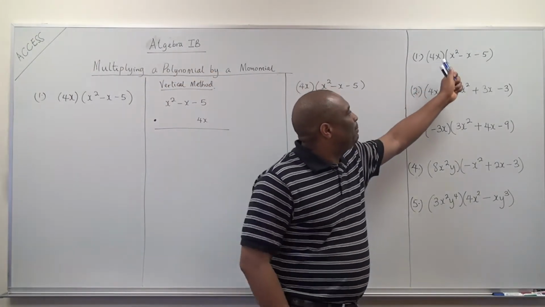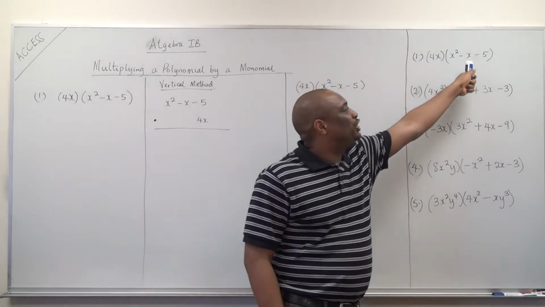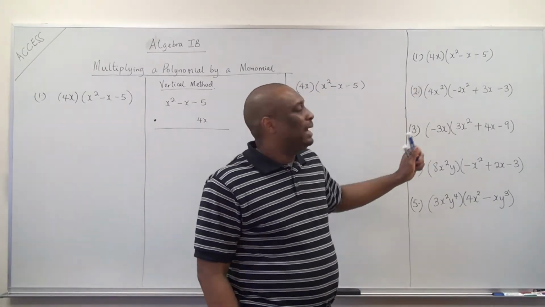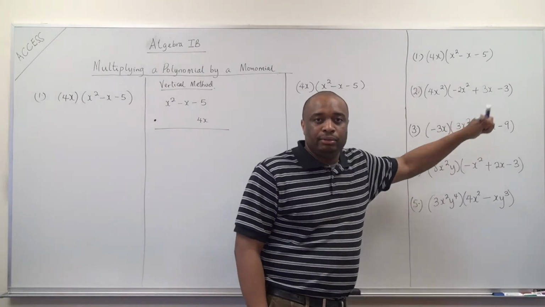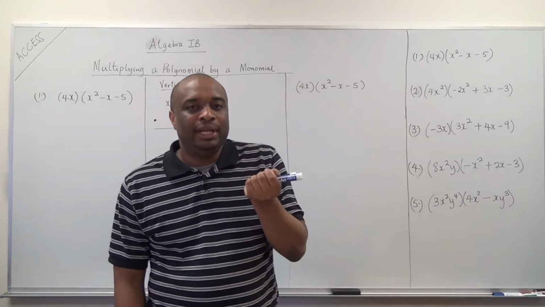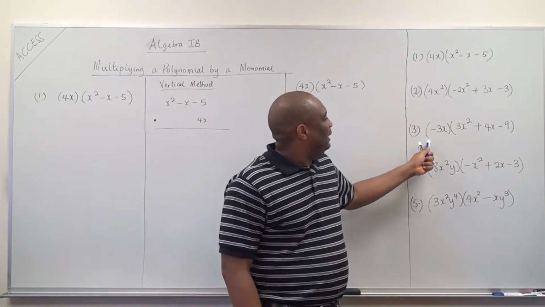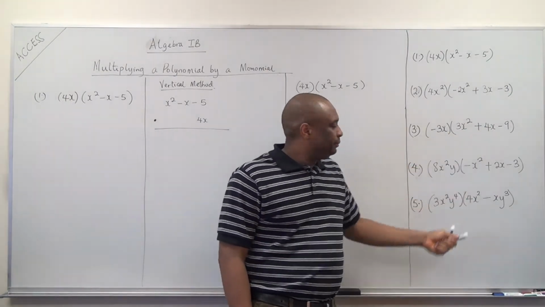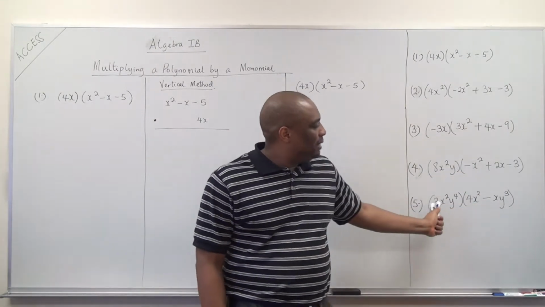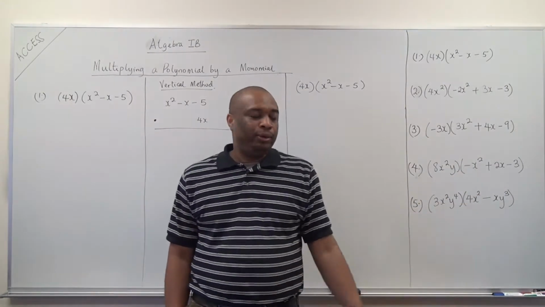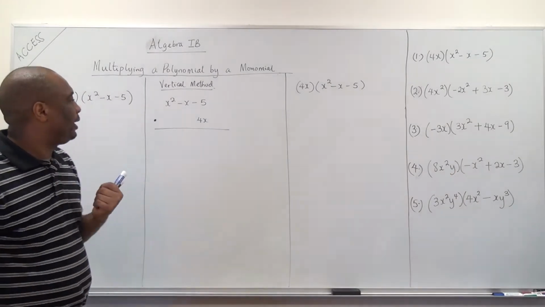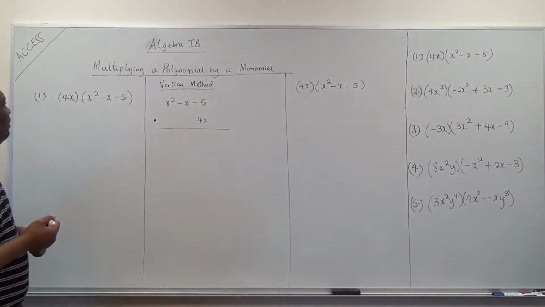Here in number 1, we multiply a monomial times a trinomial. That's a monomial, that's a trinomial. In number 2 is a monomial times a trinomial. Monomial is a polynomial of one term. Trinomial is a polynomial of 3 terms. Here is a monomial times a trinomial. Here is a monomial times a trinomial. And here is a monomial times a binomial. Binomial is a polynomial of 2 terms. Now, let's go ahead with number 1.